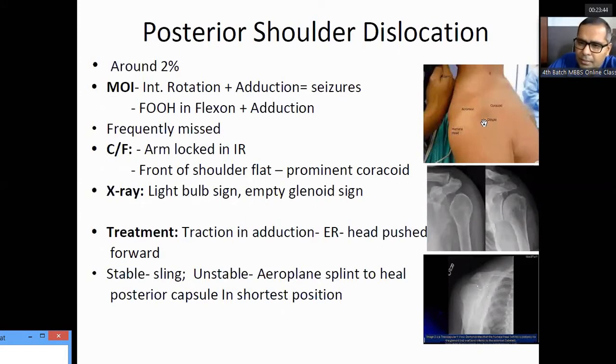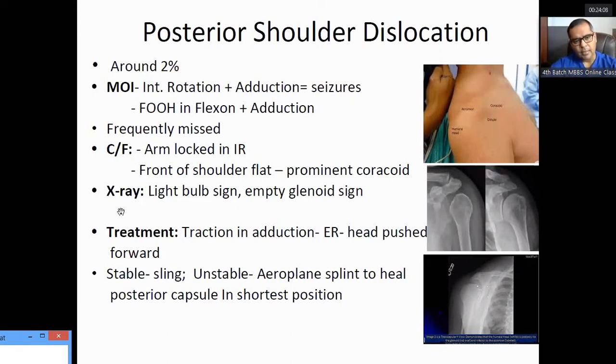There is a dimple. See, this is the acromion, and below this there is a dimple, which is usually full, and there is prominence of the coracoid process. Just in this area we can feel the coracoid by ourselves normally also, and in posterior dislocation it is more prominent.